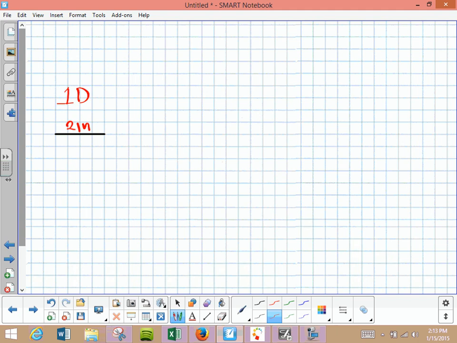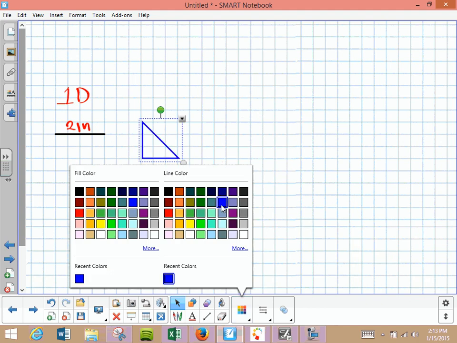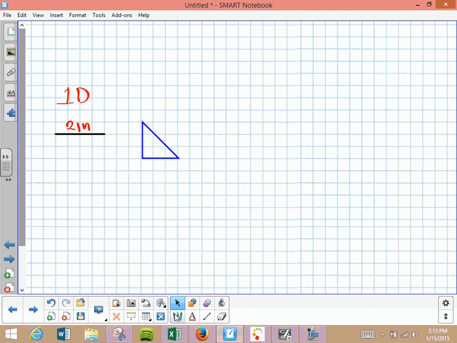How about this time? Let's make it blue. Let's say that this is 3 inches and this is 3 inches. What dimension is it? 2-dimensional, right? It's a flat figure too, remember. So for the first one, we just put the measurement is 2 inches, right?